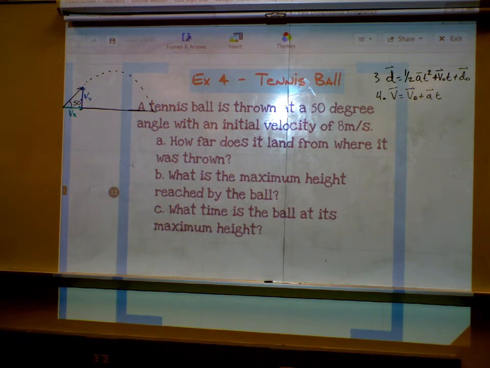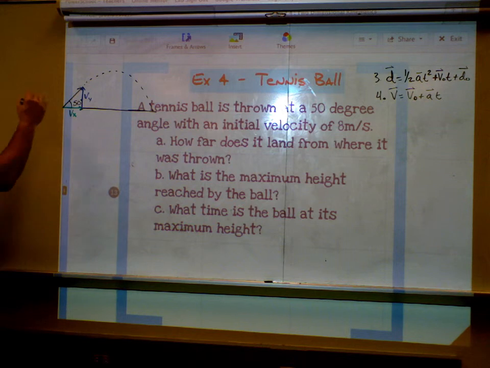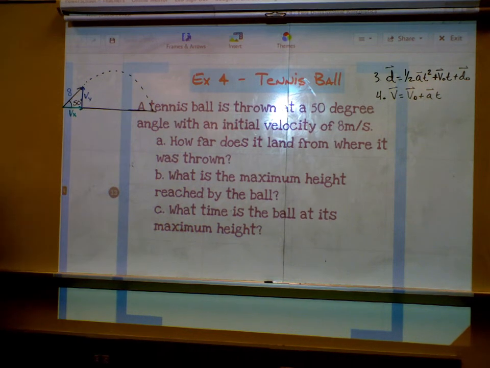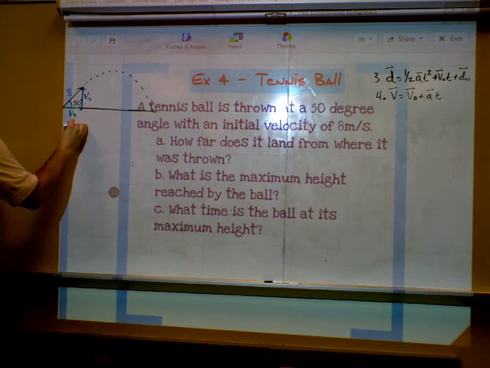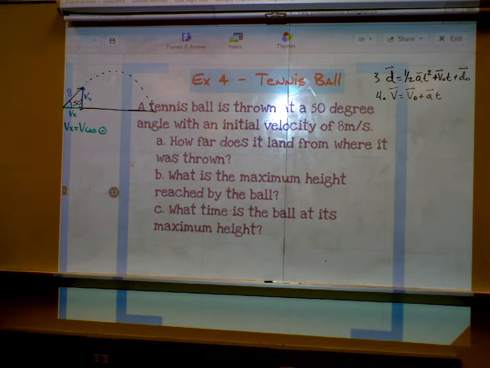Yeah. Okay. What's our initial velocity? 8. So 8 is v, right? 8 is the hypotenuse. Okay. It's the hypotenuse, perfect. And we know from earlier that vx equals v cosine theta. Remember that SOHCAHTOA stuff? You can just remember this equation, right? Where's the 8 go in? The v.